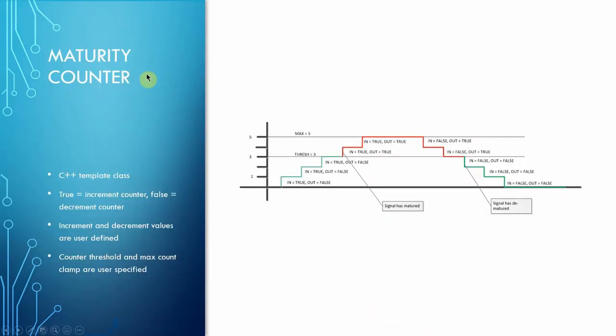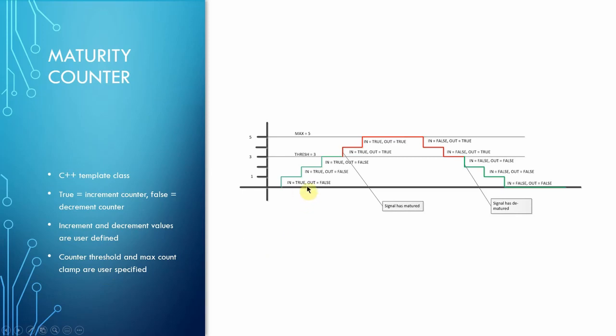So the maturity counter class is meant to determine when a condition has been there long enough to call it real. It's a C++ template class, and whenever you pass in a true, the counter is incremented, and if you pass in a false, the counter is decremented down to 0. The increment values are user-defined, and there's also a counter threshold and a max count clamp.